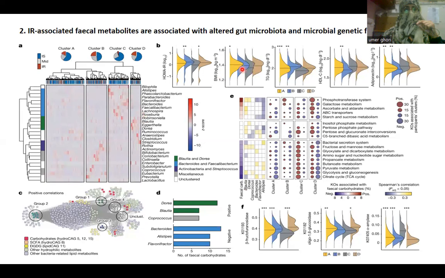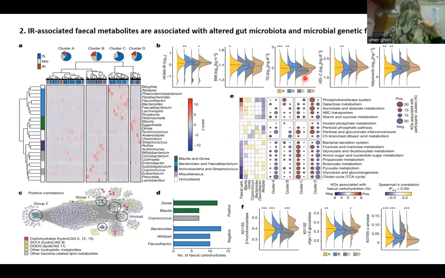So, the detailed analysis of KEGG orthologs. The other metabolic parameters associated with insulin resistance and metabolic syndrome, such as homeostatic model assessment of insulin resistance, BMI, HDL cholesterol, and adiponectin, were also different between cluster C, with the lowest proportion of insulin resistance, and the other 3 clusters.